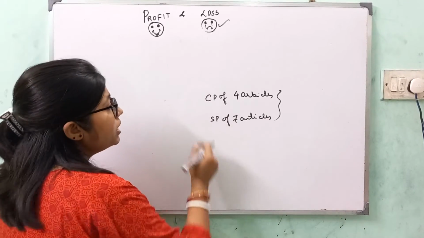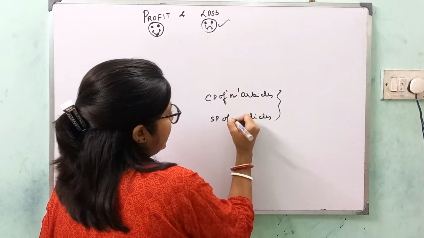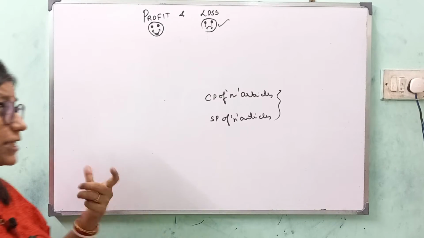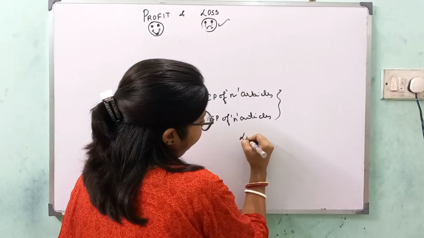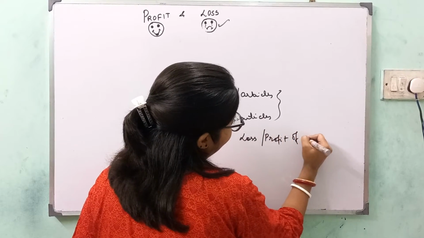So always remember, in order to find the profit and loss, you must have the same number of articles, say n. If you have the CP of n articles, you must have the SP also of n articles. Then only you can find out either the loss or the profit of n articles.